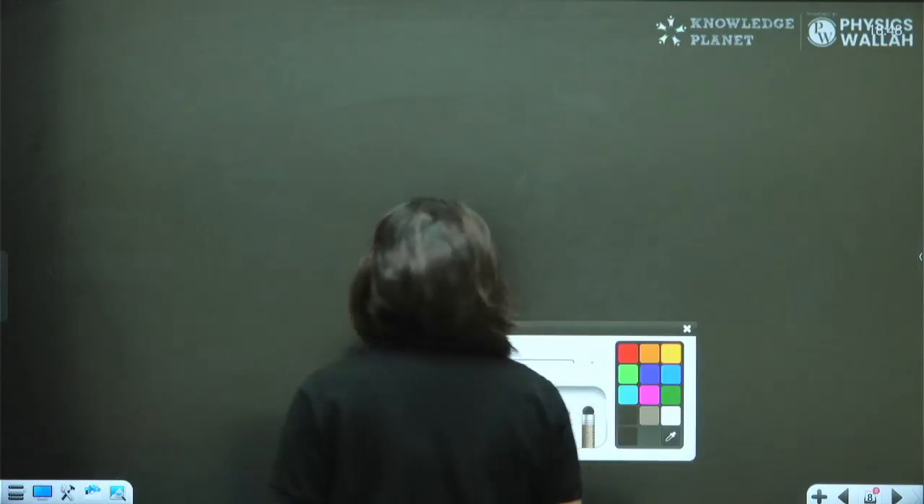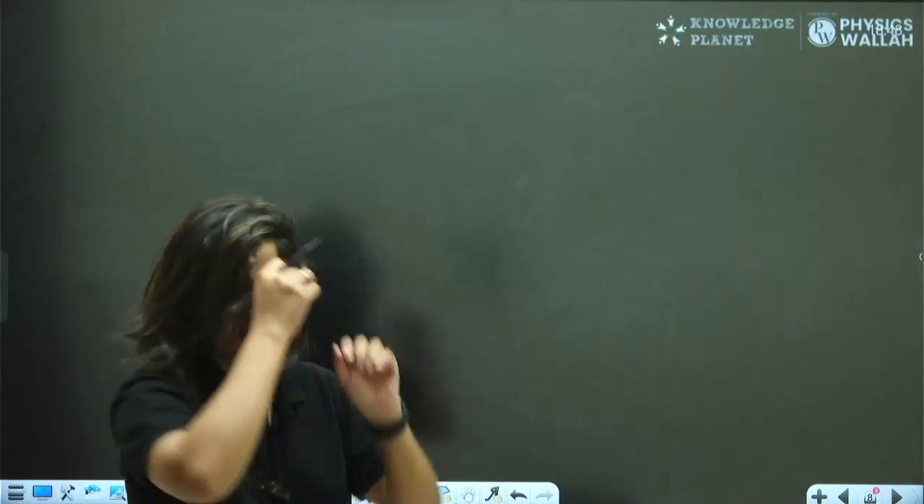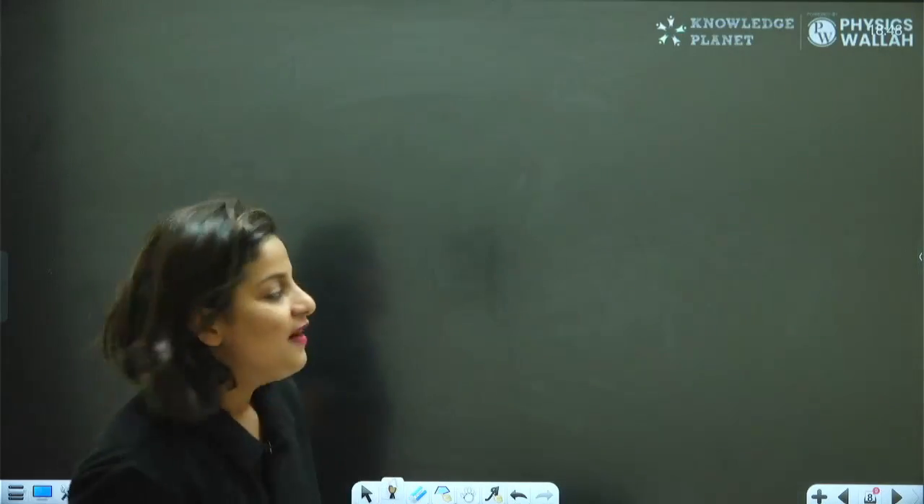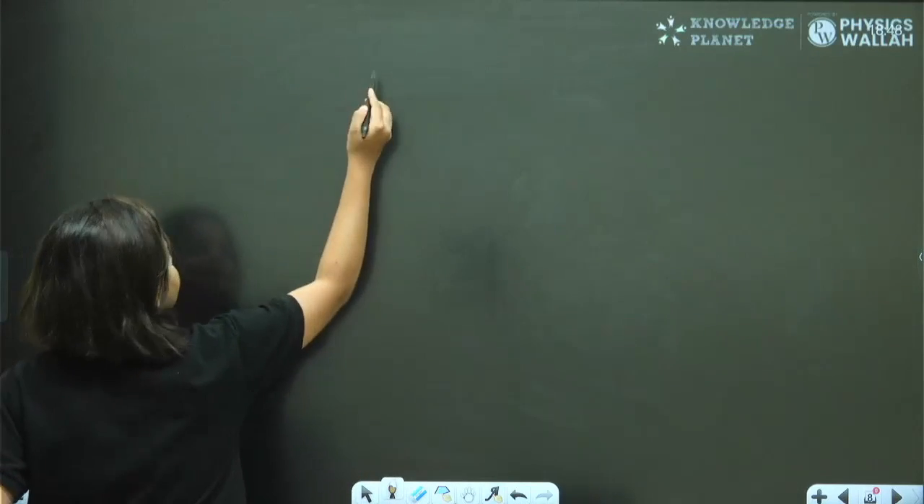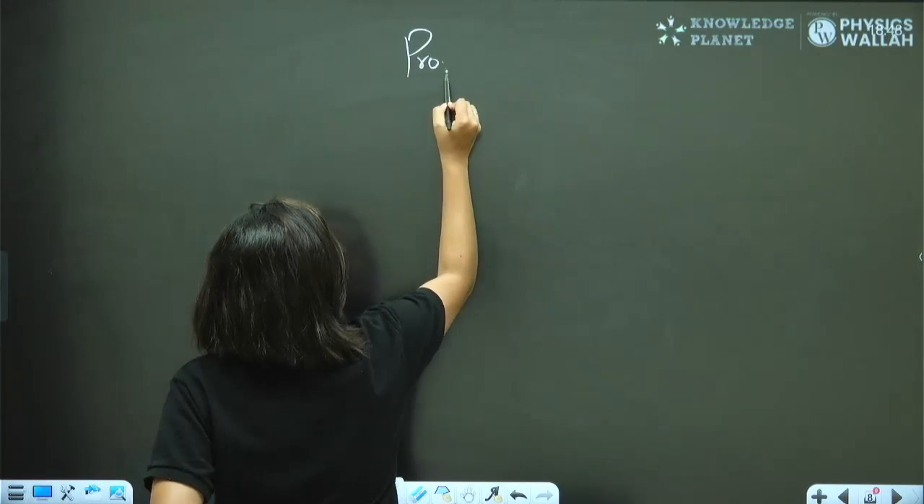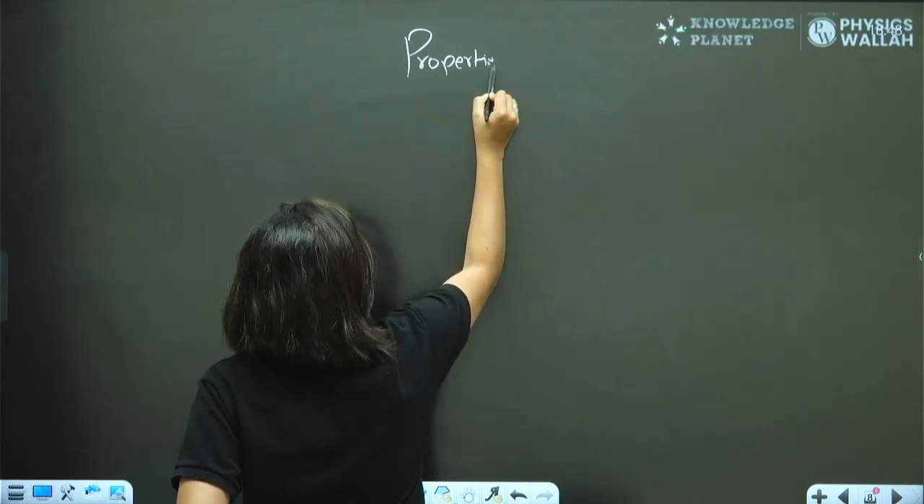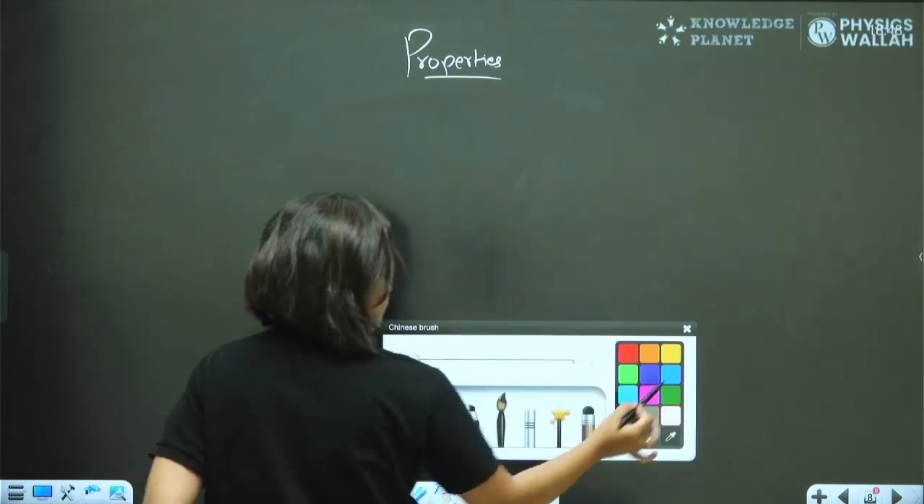Hope it's clear. If not, watch it on a recap mode or rewinding mode. Fine. A few properties related to matrix multiplication.